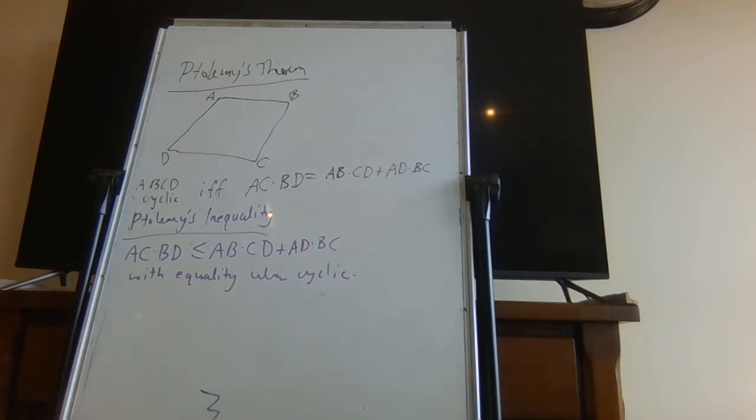So it's a strengthening of the theorem. In particular, it strengthens the converse. If it's cyclic, then it's equal. If it's equal, it's cyclic, right? But if it's not equal, it's not cyclic, and if it's not cyclic, it's not equal, right? But it also tells you that it's not equal in a particular way. It's one direction. It's not just not equal. One of them is always bigger than the other.